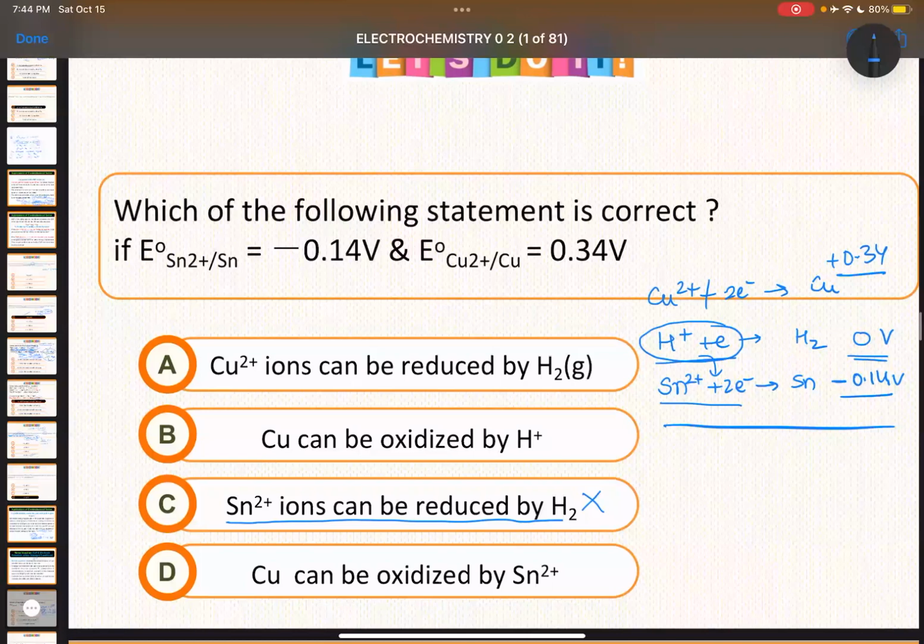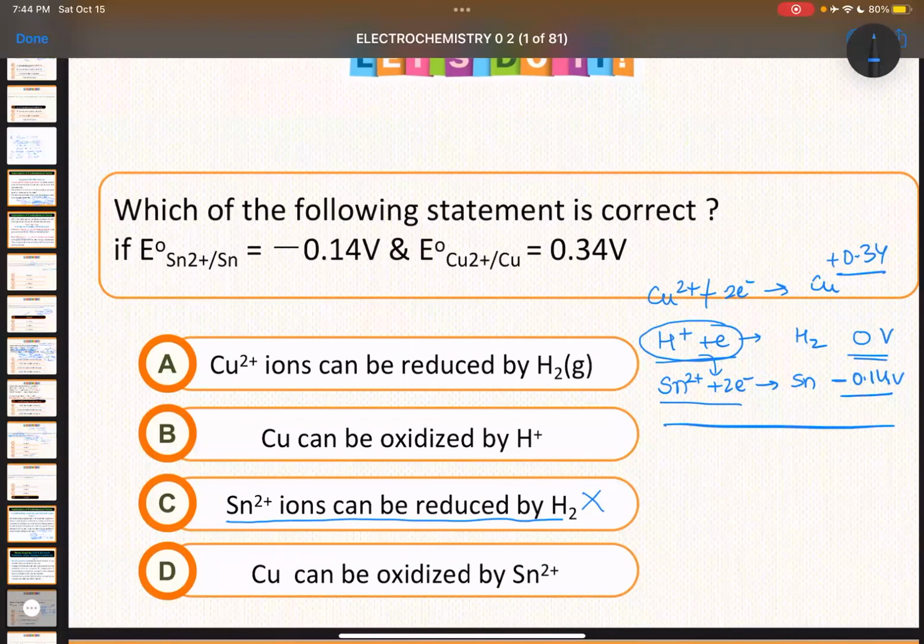Copper can be oxidized by H plus. It can happen only if H plus can take away the electron from copper. This cannot happen because copper is placed higher, so copper is more desperate to take electrons. So H plus can't oxidize copper because copper has more tendency to accept electrons. This is also incorrect.